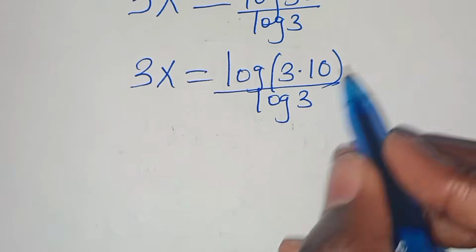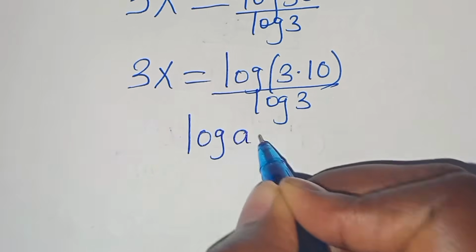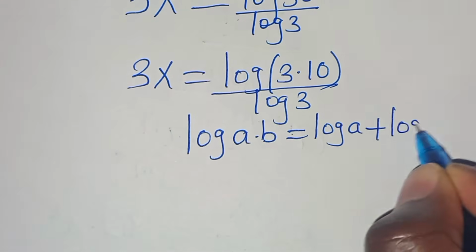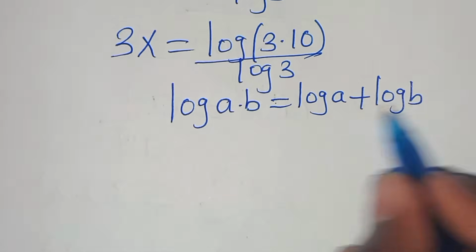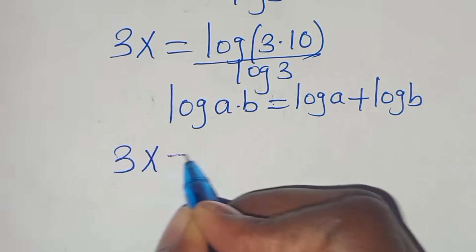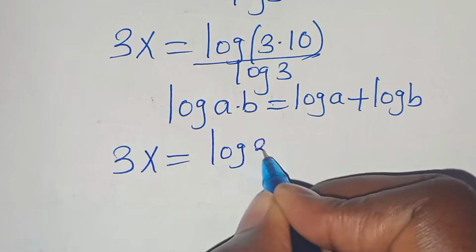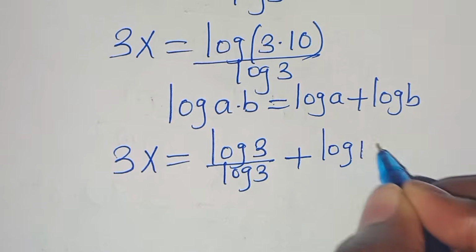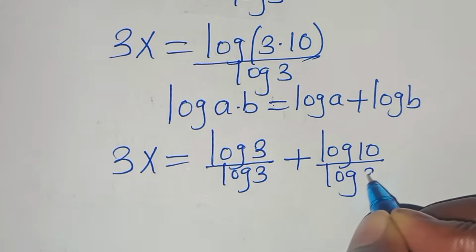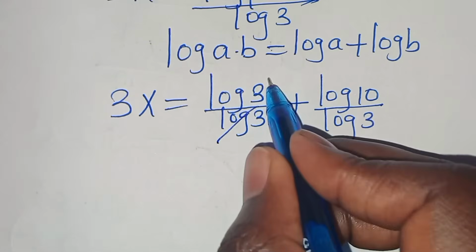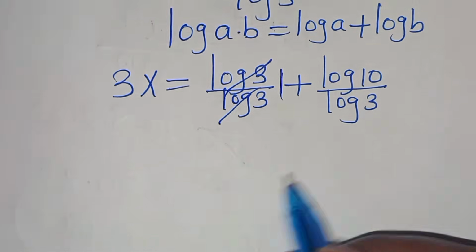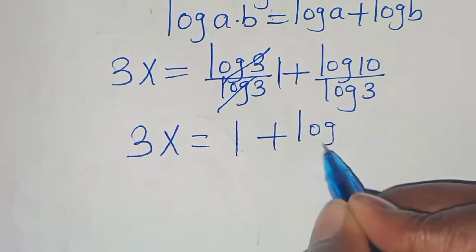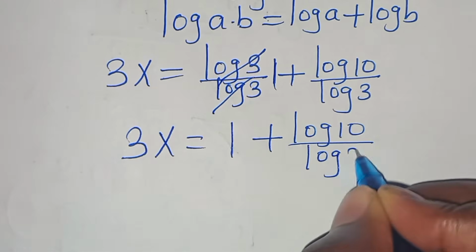We have that log 3 times 10 is in the form of log a multiplied by b, which we can express as log a plus log b. Applying this logarithm property, then we have 3x. This is equal to log 3 divided by log 3, then plus log 10 divided by log 3. So log 3 and log 3 here simplify, so we have 1 here. So that now 3x is equal to 1 plus log 10 divided by log 3.